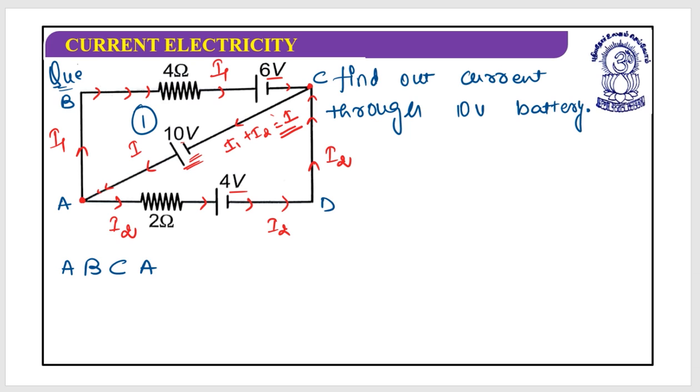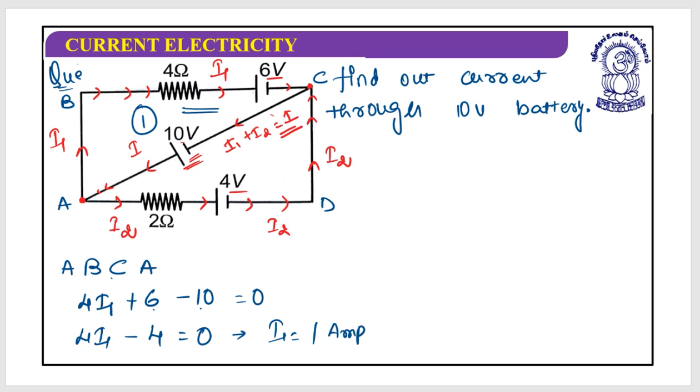If we are moving from A to B, nothing to be written. From B to C, we are moving in the same direction as the current is moving, so this is 4 into I1. Then it's the positive terminal of one battery, it's a plus 6. Then from C to A, this is minus 10 volt of the battery, and that should be equal to 0. So this is 4I1 plus 6 minus 10, it's a minus 4, should be equal to 0. And thus I1 should be equal to 4 by 4, it's 1 ampere. I hope those things are clear.